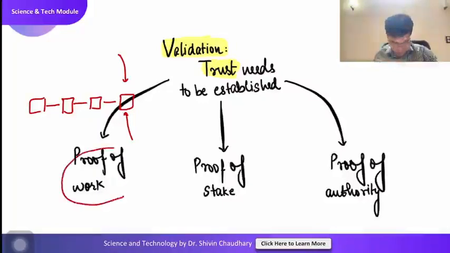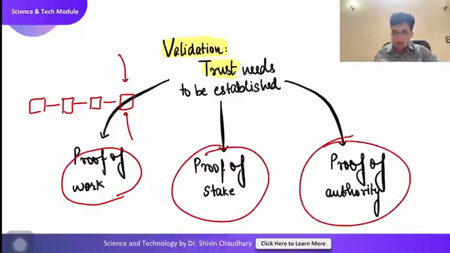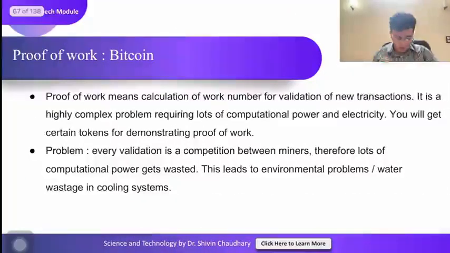First is proof of work, second is proof of stake, and third is proof of authority. Let's see this. Proof of work मतलब है कि work number कैलकुलेट करने के लिए आप to validate a transaction, to add a new block, you have to calculate the work number. बहुत ज्यादा computational power और electricity चाहिए, and you get tokens for demonstrating that you have done this work, right?